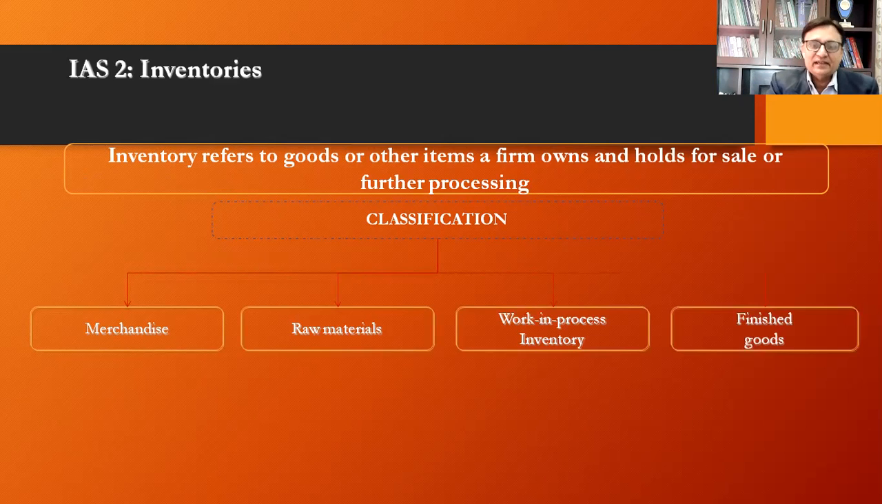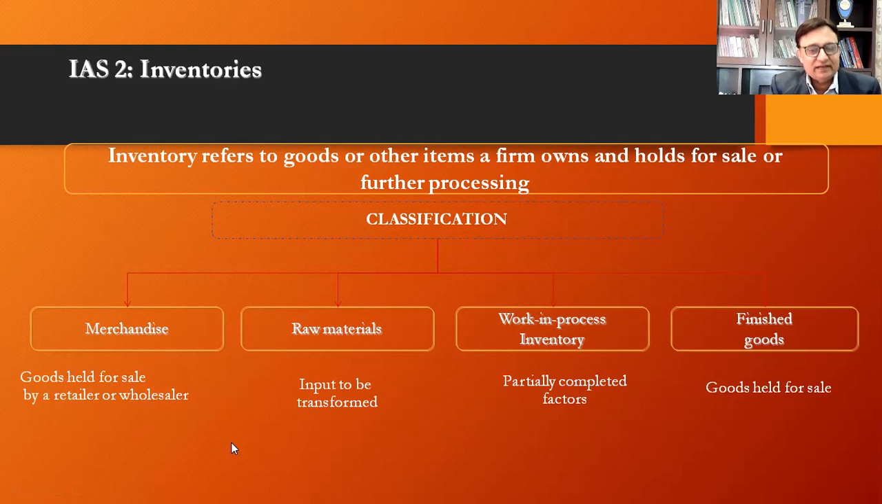And fourthly, it may be in the form of finished goods. So we have the merchandise type of inventories, we may have raw material, we have work in process, we have finished goods. So all these four kinds of inventories are held for sale in the business. So let's talk about one by one again.